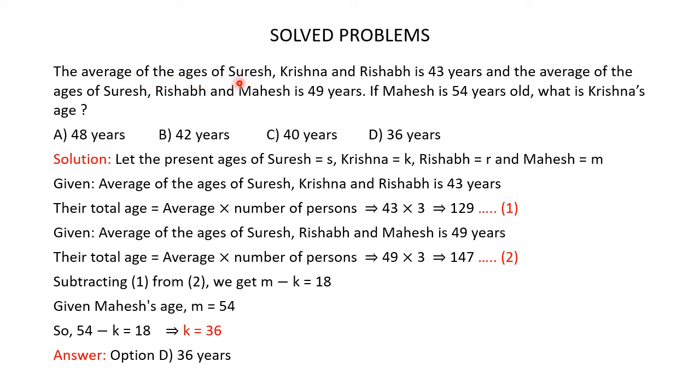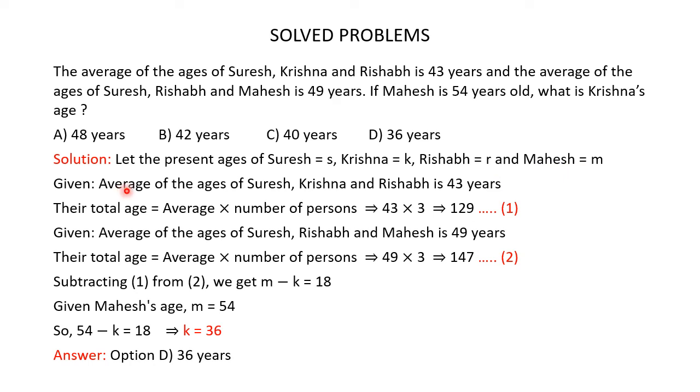The average of the ages of Suresh, Krishna and Rishabh is 43 years. And the average of the ages of Suresh, Rishabh and Mahesh is 49 years. If Mahesh is 54 years old, what is Krishna's age? You are given 4 options here and you have to find out which of these options is the correct one. Here you are asked to find what is Krishna's age. Now you do not know the ages of Suresh, Krishna, Rishabh or Mahesh. So let the present ages of Suresh be S, Krishna be K, Rishabh be R and Mahesh be M.